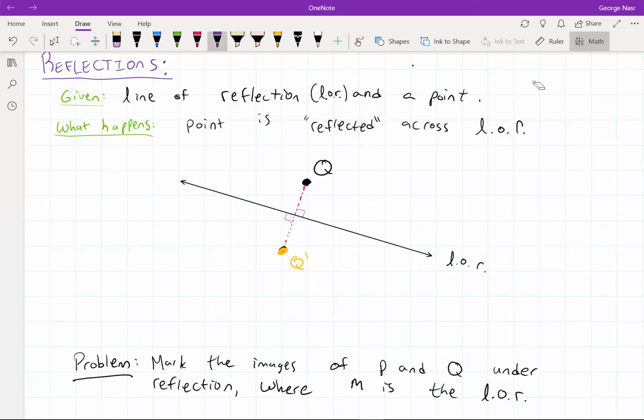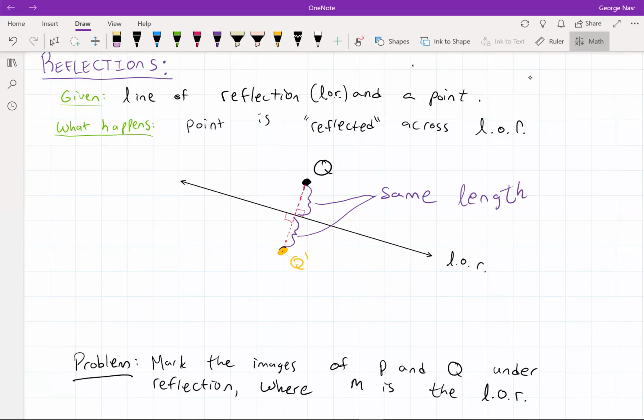So what else is important? It's also important that this distance here and this distance here, those need to be the same length. And if you think about what reflection should mean, this should kind of make sense.